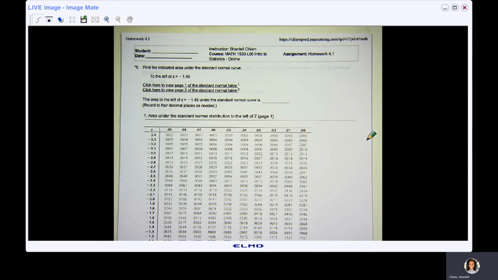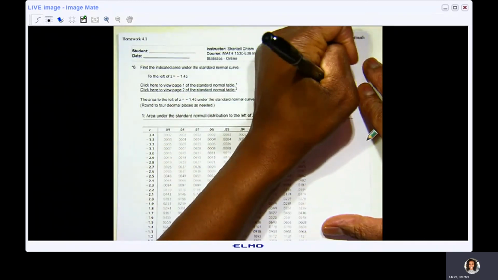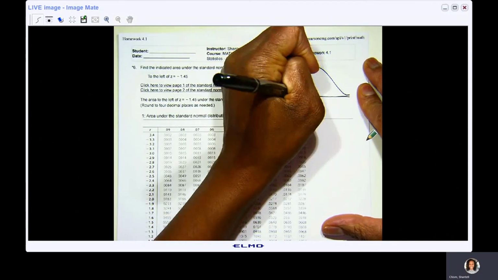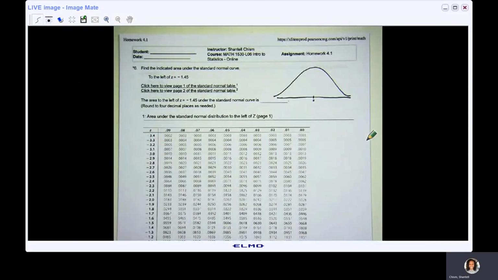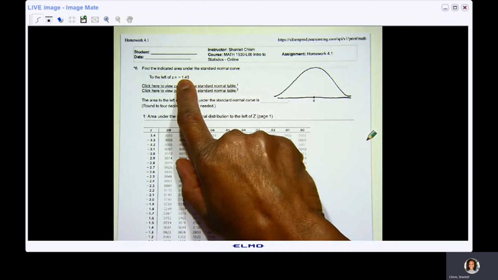So we're looking for the area for the standard normal curve. We're looking for the area to the left of negative 1.45. So I'm going to draw me a curve here. Standard normal. Put 0 there at the center. I'm going to just do that on my sketch. I always do. And I like to do that because then I can gauge where my z-score is at.